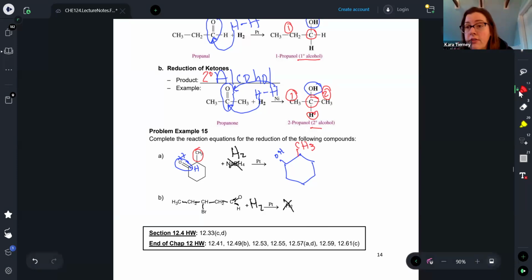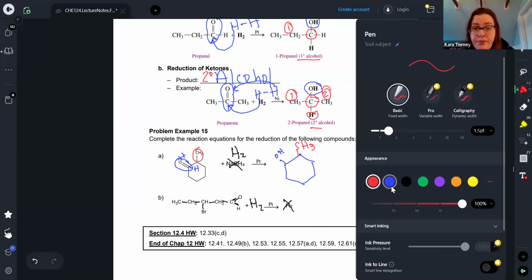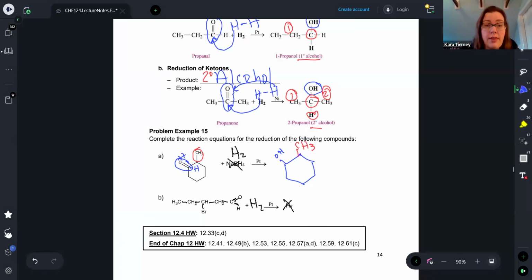All right, let's look at our next one. This is the only part of the molecule that will be affected. The rest of the molecule will stay the same. And this is a characteristic of all organic reactions. We look for the functional group. That's the part that changes. The rest of the molecule remains the same.